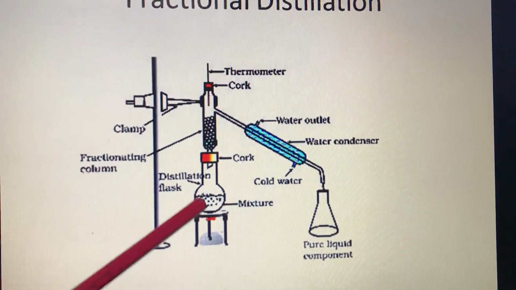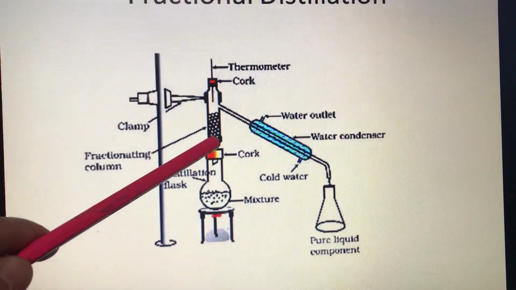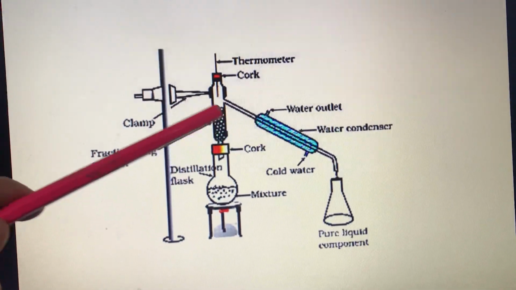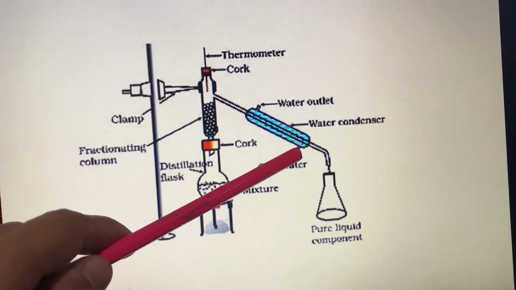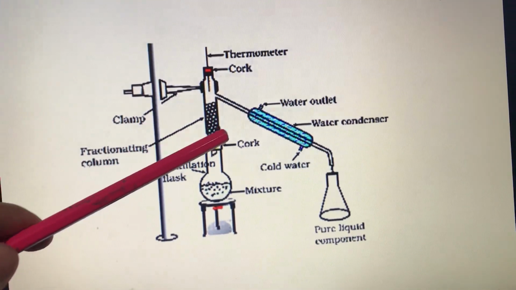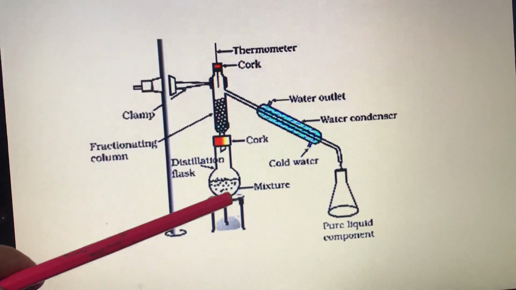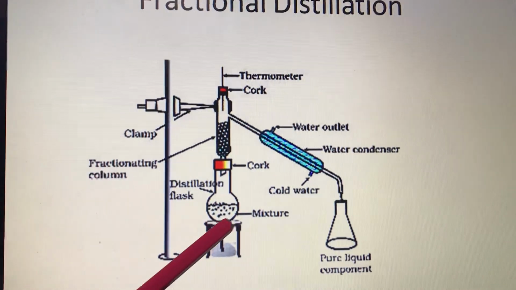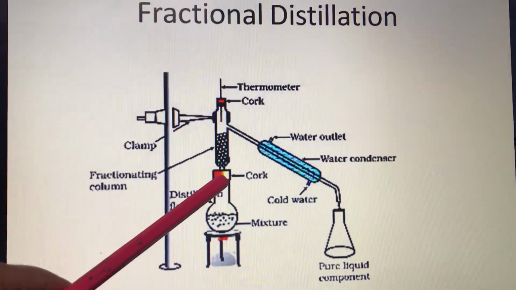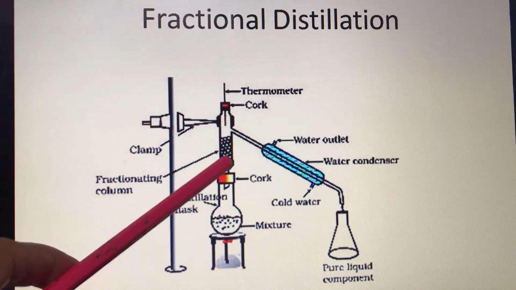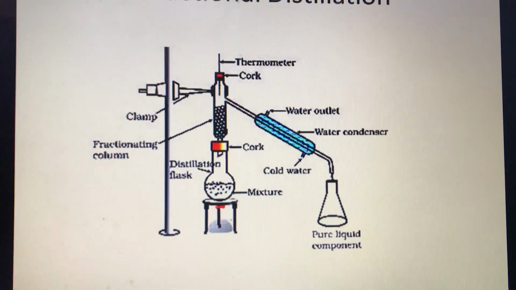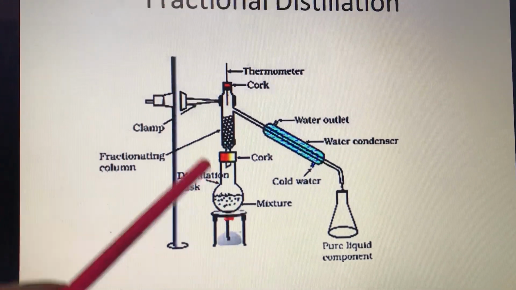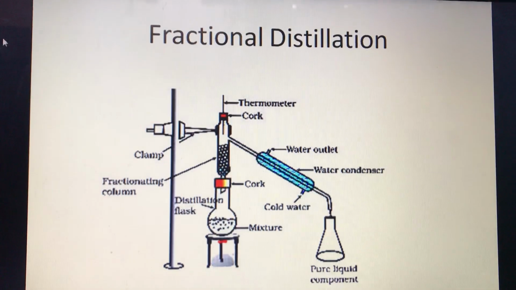Because of these glass beads, the vapors get condensed faster, and therefore they get cooled faster, and in the meanwhile the vapors of the other start forming and coming up to this point, right? So as soon as the vapors of the first liquid get condensed here, the second one starts rising up.